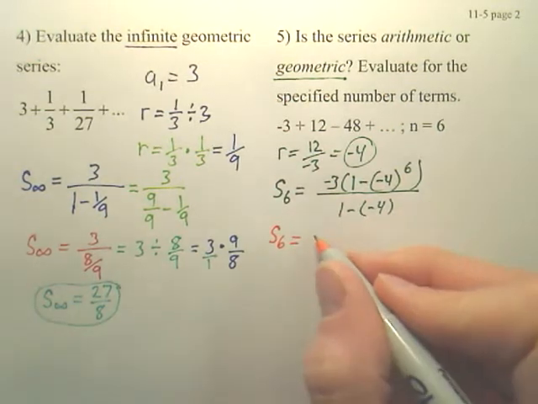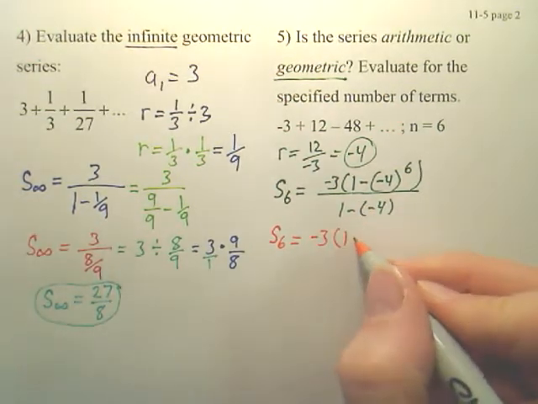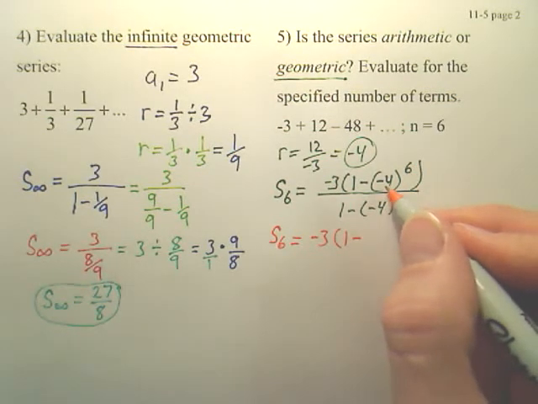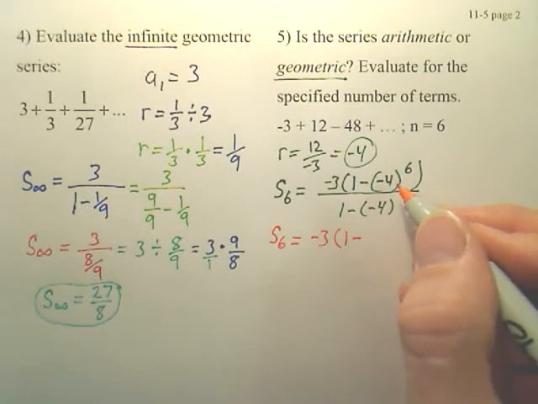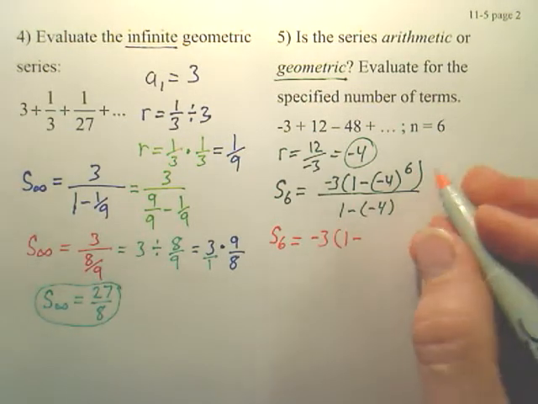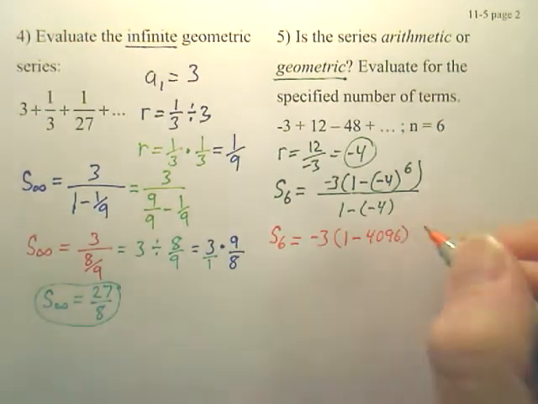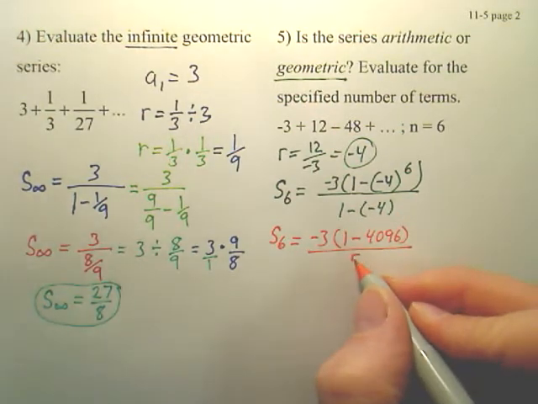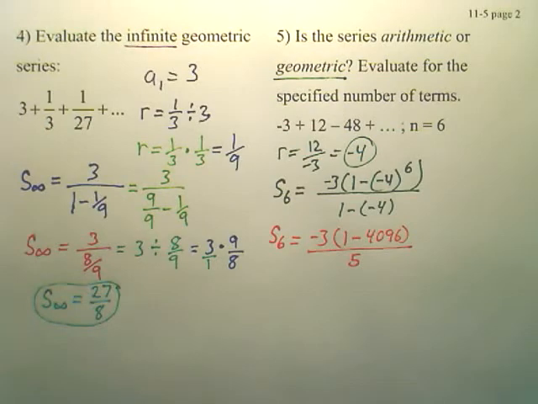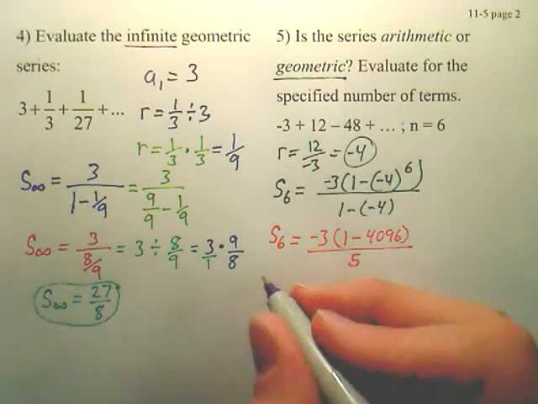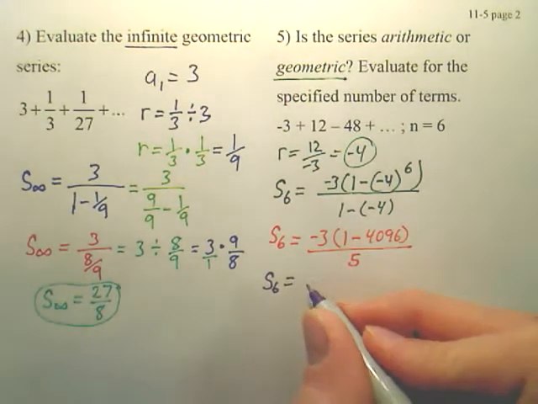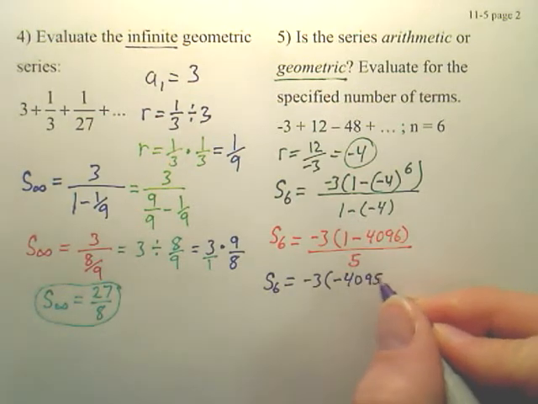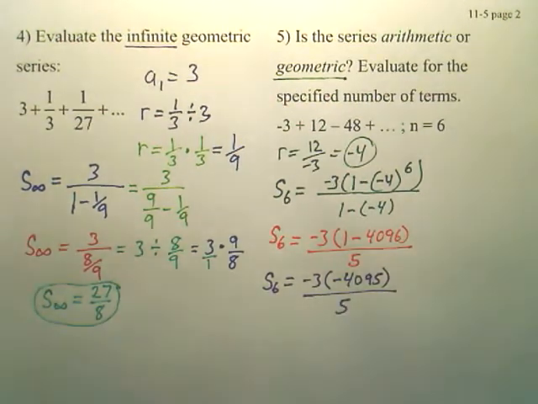So the sum of the first 6 looks like it's going to be -3, and this is 1 minus, well, -4 to the sixth. Is that going to be positive or negative? If you multiply -4 times itself 6 times, it's going to be a positive answer, and it ends up being 4096. And what's 1 minus a -4? Hopefully you know that's 5. So the sum of the first 6 is -3 times -4095 divided by 5.